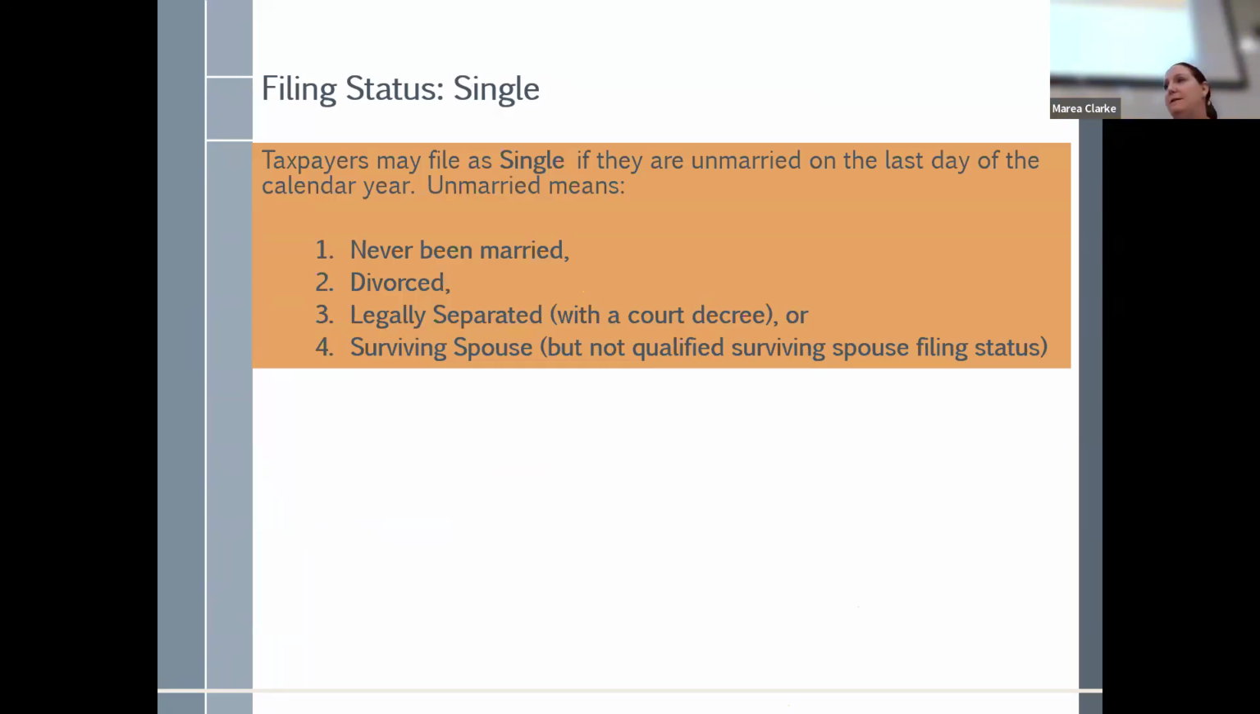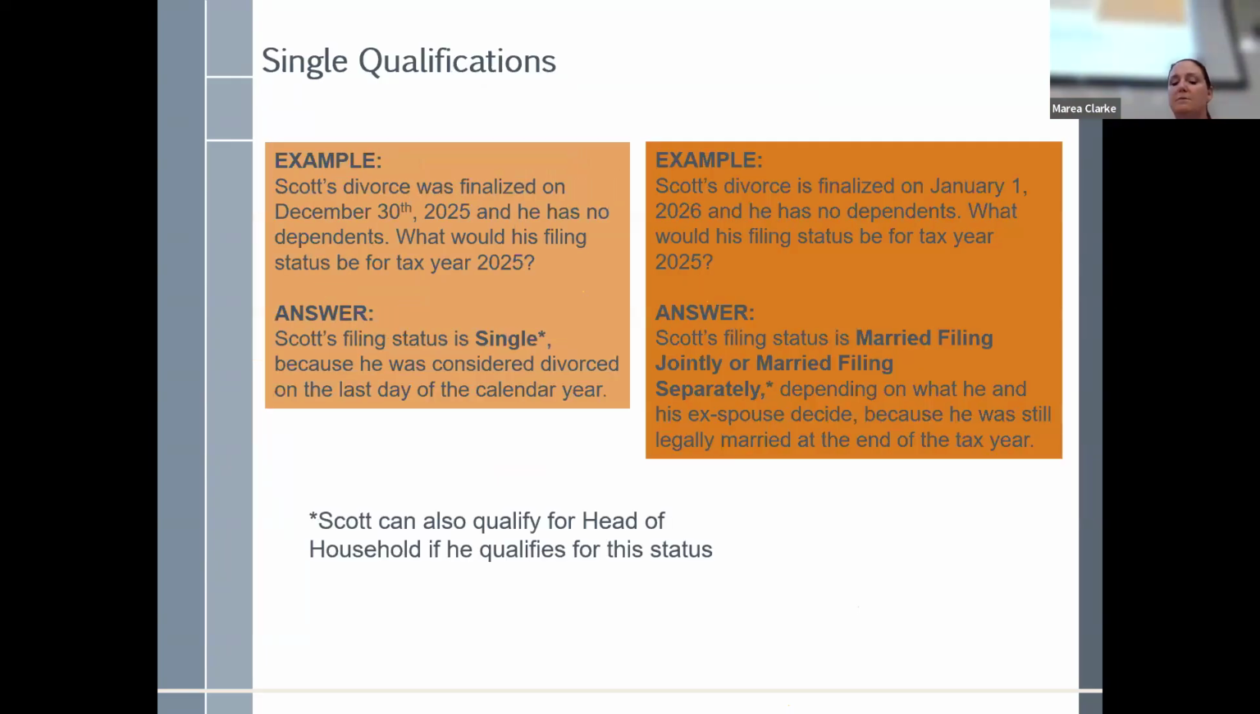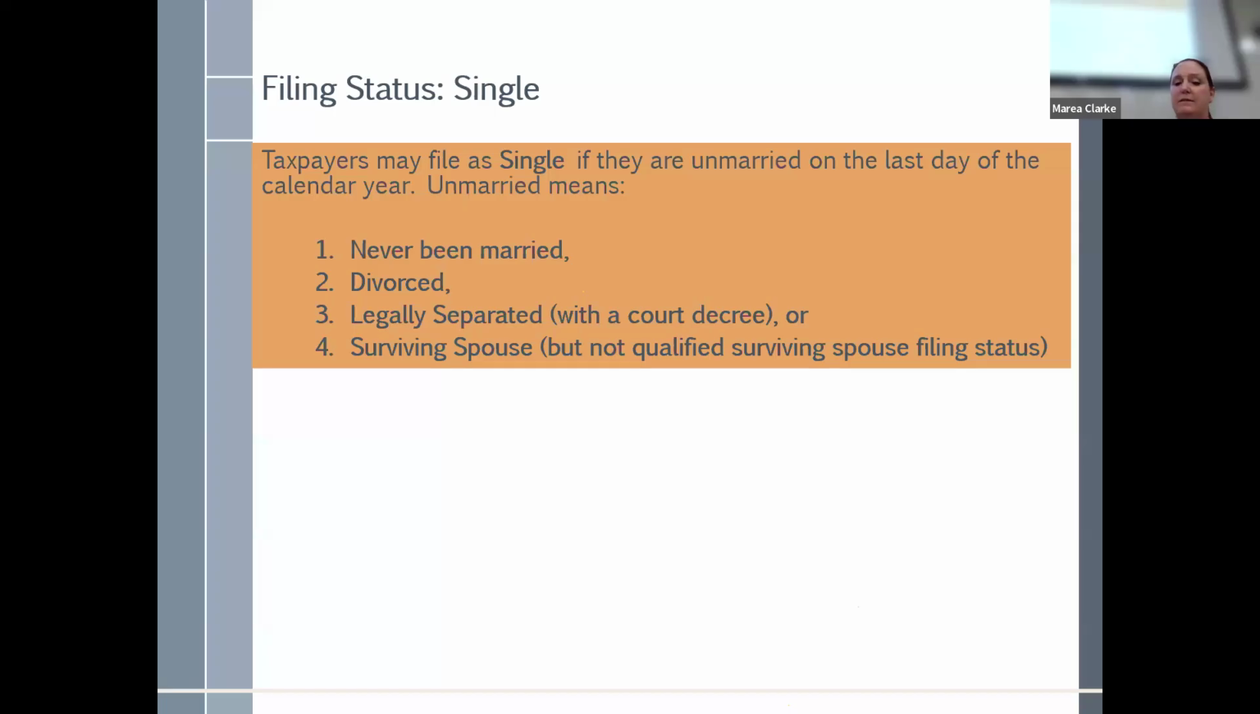So for single, that is basically not married. They could be never married, divorced, legally separated if they have a court decree, or a surviving spouse who doesn't meet the other requirements for surviving spouse status. And this is always determined on the last day of the year. So December 31st, 2025, what was your situation? What happened earlier in the year doesn't really matter. From a tax perspective, December 31st is what matters.